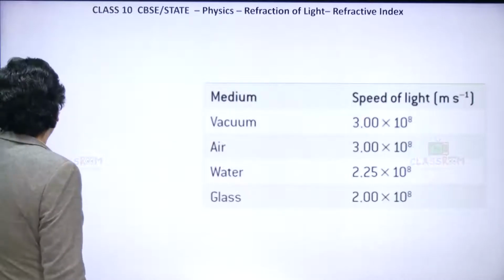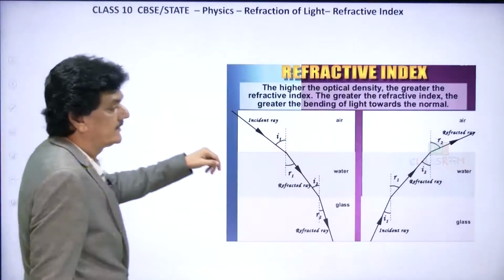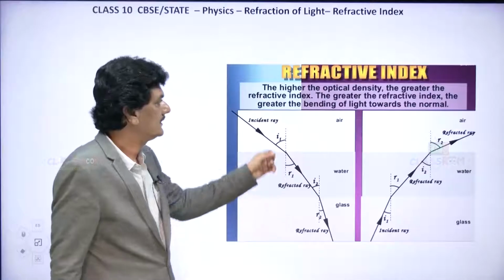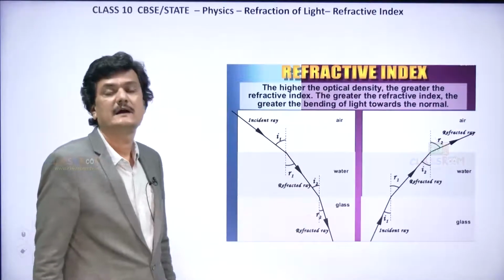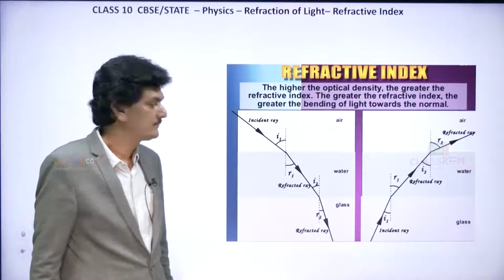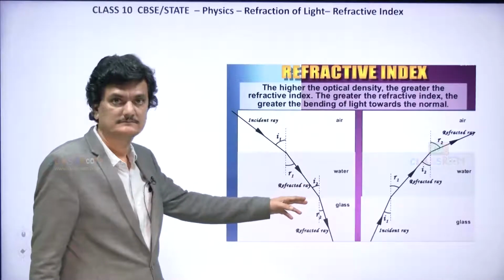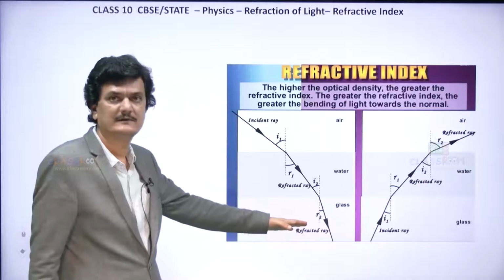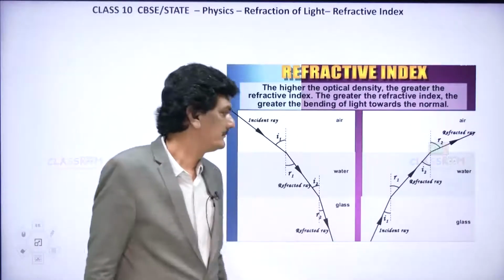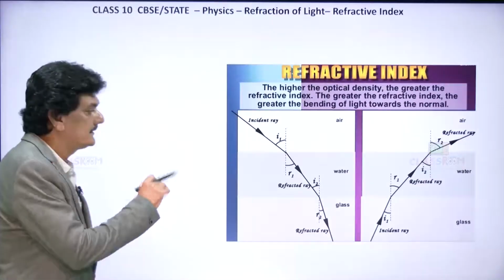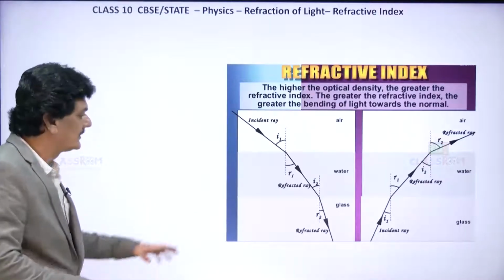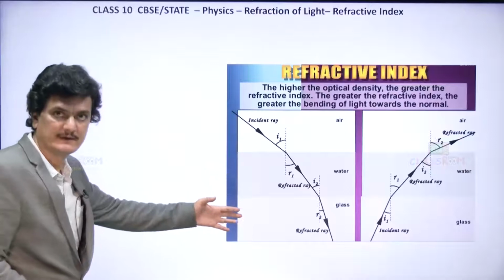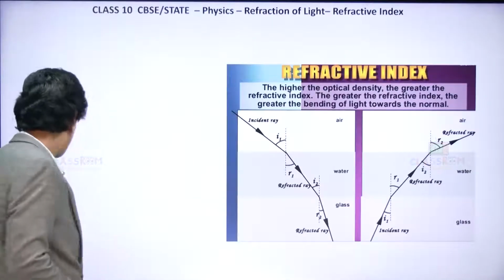Now, amongst all this air, water and glass, glass will have the higher refractive index than water, because the optical density of glass is maximum. Now, this we want to prove: that glass has more refractive index than that of water and that of air. So, how would we do that?